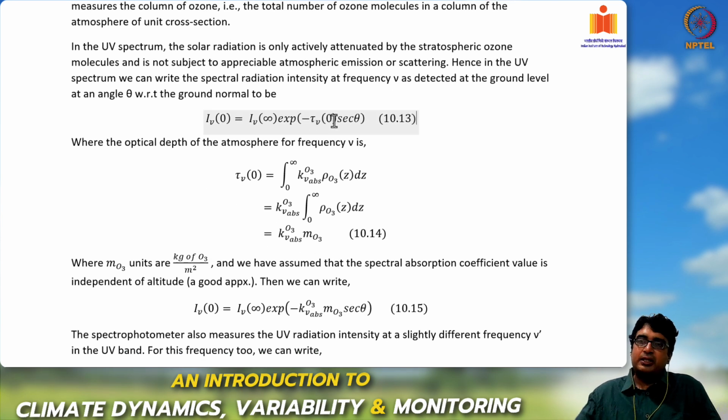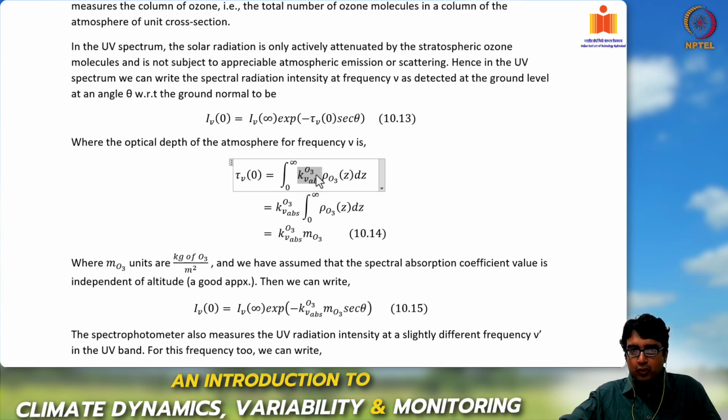Tau nu 0 is the optical depth of the atmosphere for that frequency nu as measured from the ground level, and this is given by the integral from 0 to infinity of the absorption coefficient for the absorbing species, which is ozone, for the frequency nu, K nu absorption O3, times the partial density of ozone in the atmosphere with respect to z, dz. Z is any height of the atmosphere from the ground, where the height is varying from 0 to infinity. So, this is the standard expression for optical depth.